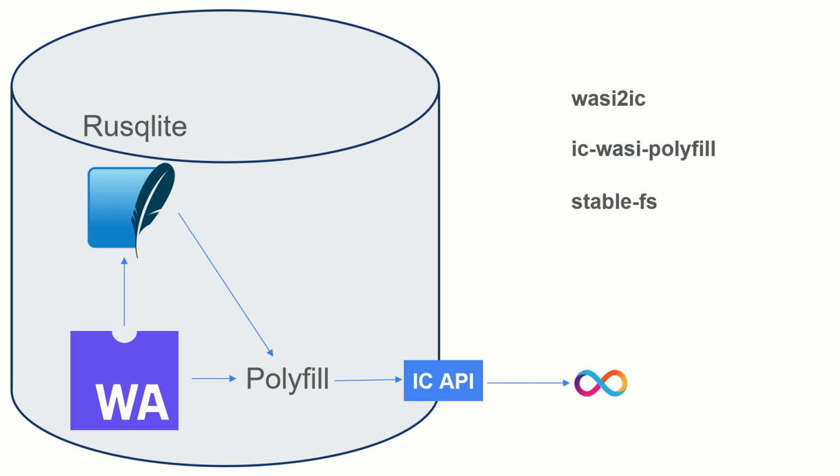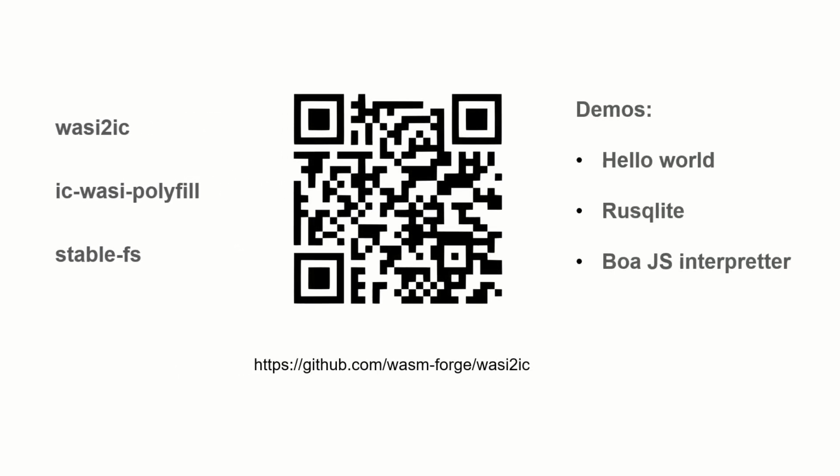For detailed examples and demonstrations, visit the GitHub page www.github.com/Wasm-Forge. Explore the demos showcasing a basic Hello World application running the SQLite engine or executing the Boa JavaScript interpreter directly inside your canister.